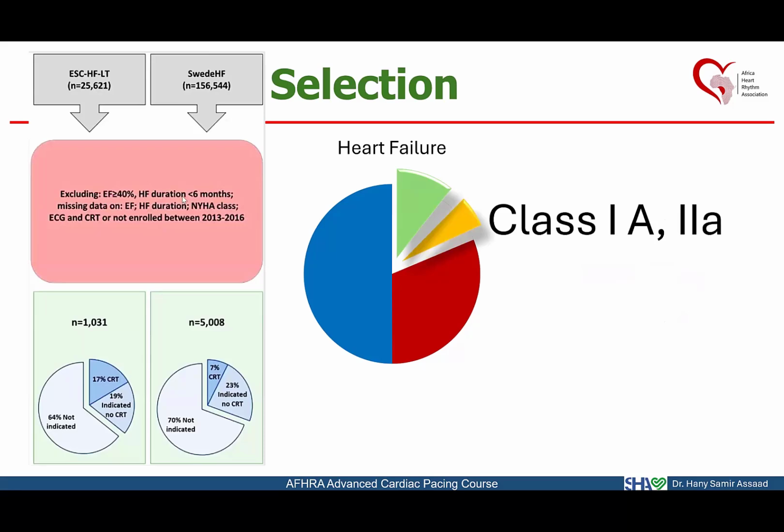This is shown in real-world registries like the Swedish heart failure registry, which showed that 30 to 35% of HFrEF patients had an indication for CRT. Unfortunately, only one third of those who were indicated received CRT implantation.